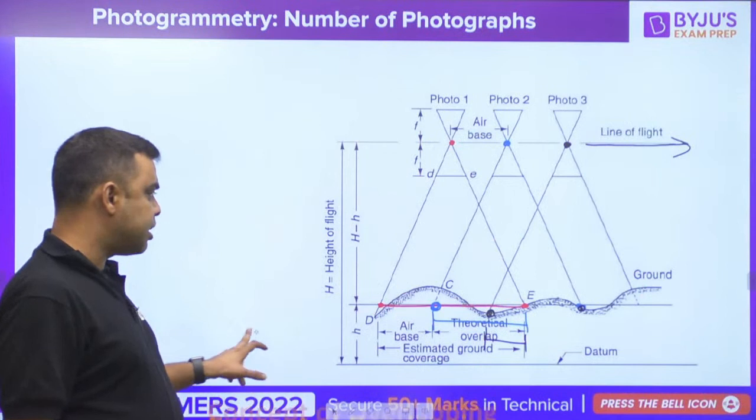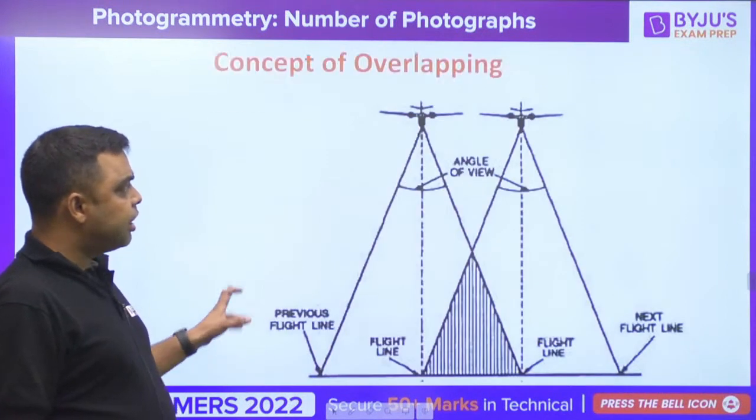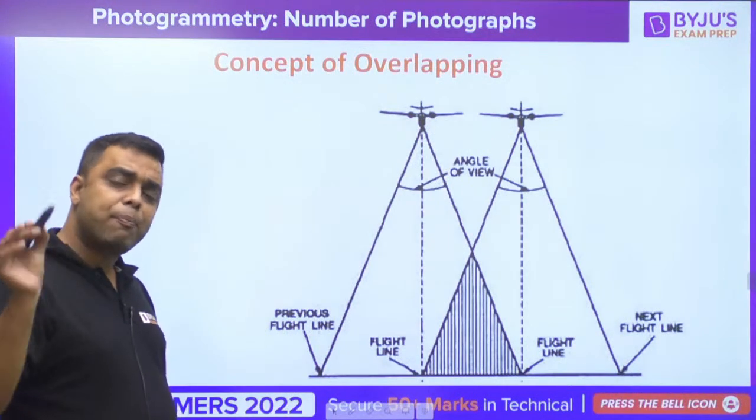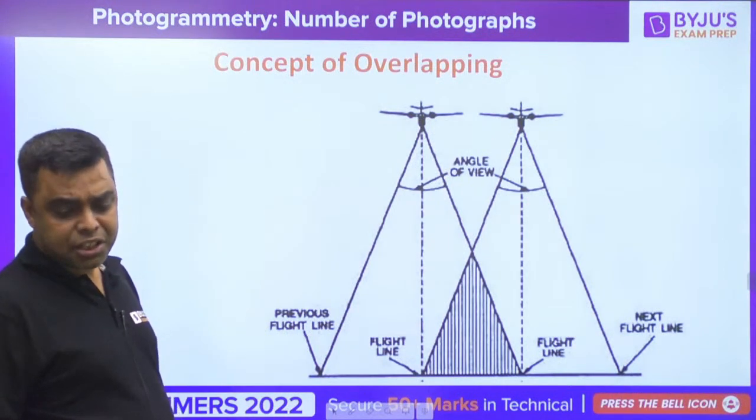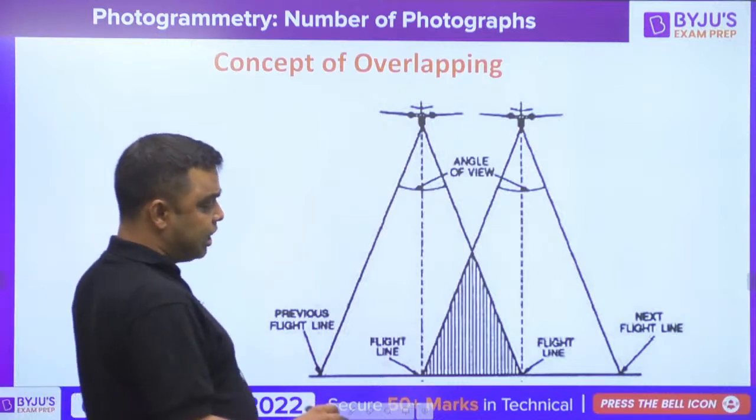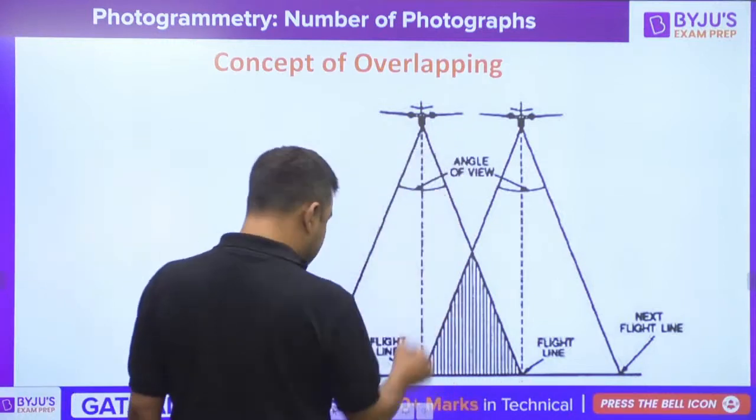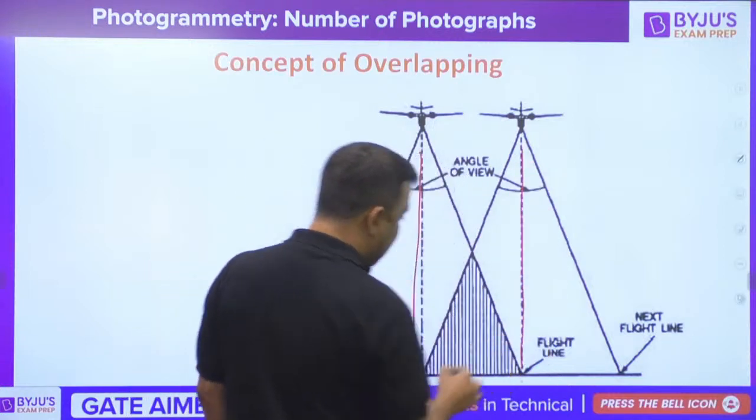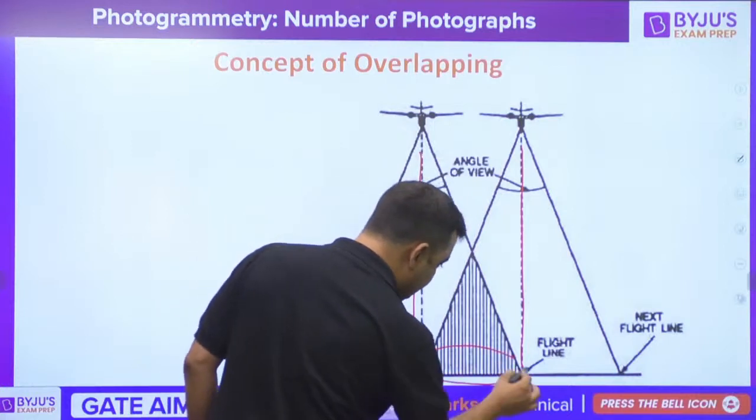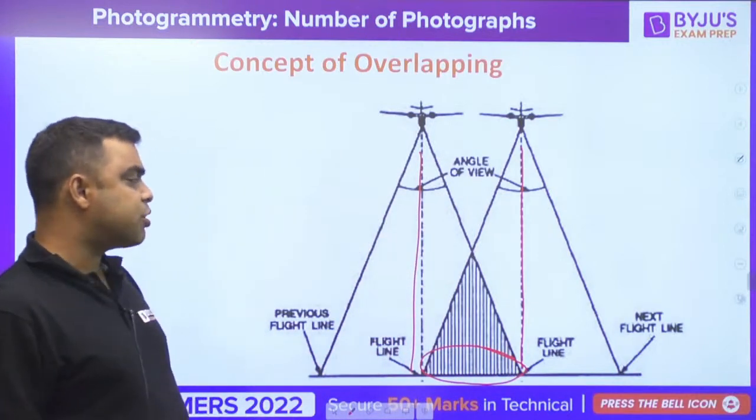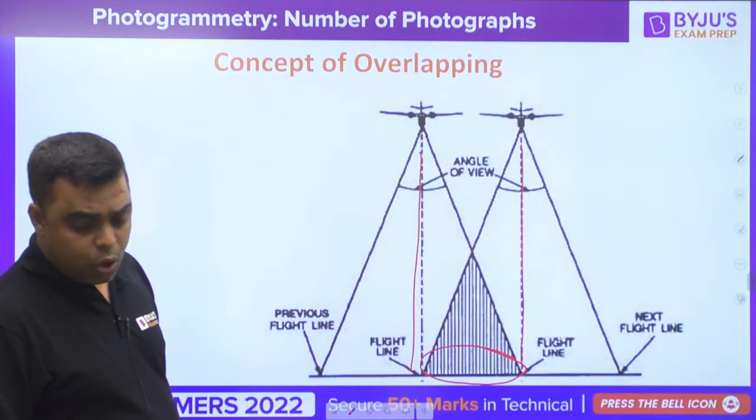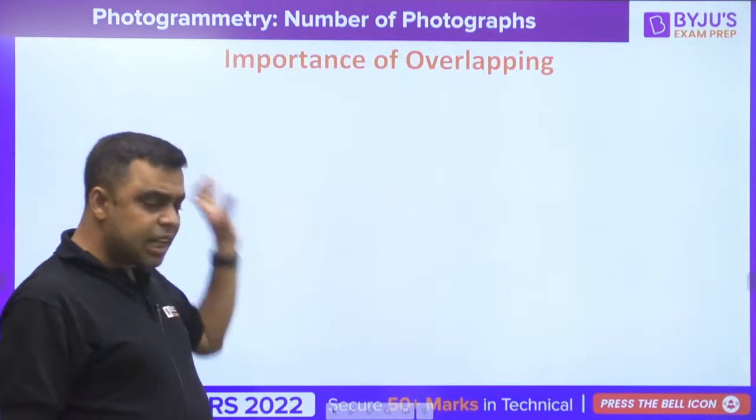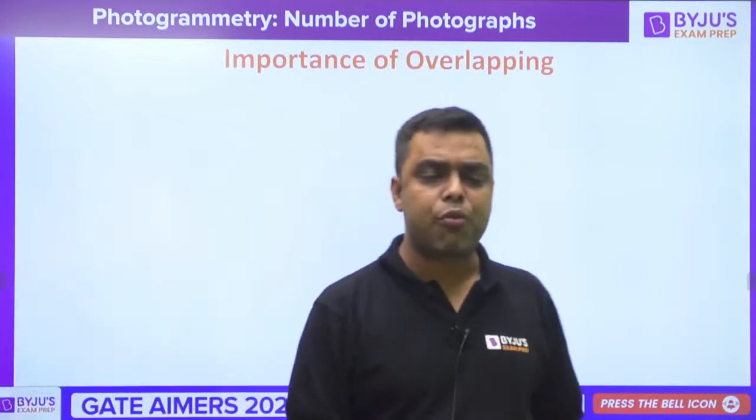Clear? After that, if we check, then basically this is my overlap in the direction perpendicular to the flight line, right? So basically this is one flight line, this is another flight line, right? And this is my overlap, and this is called as side overlap. Agreed? Clear? Now, basically let us try to understand what is the importance of overlapping.